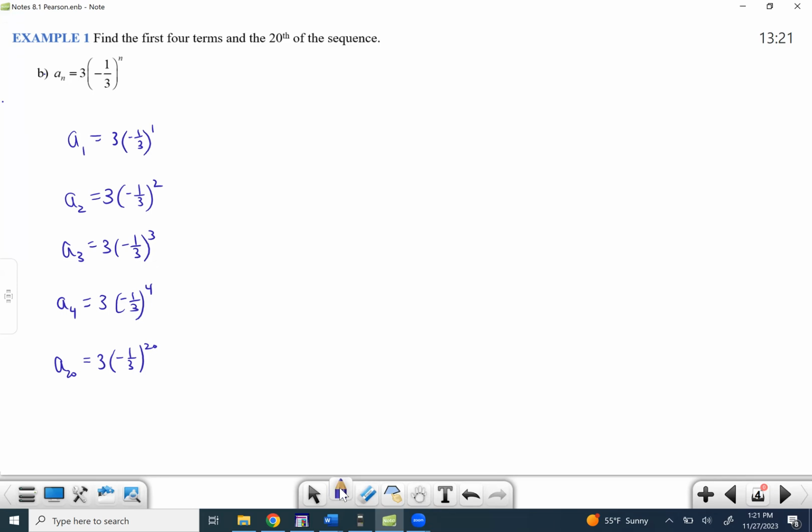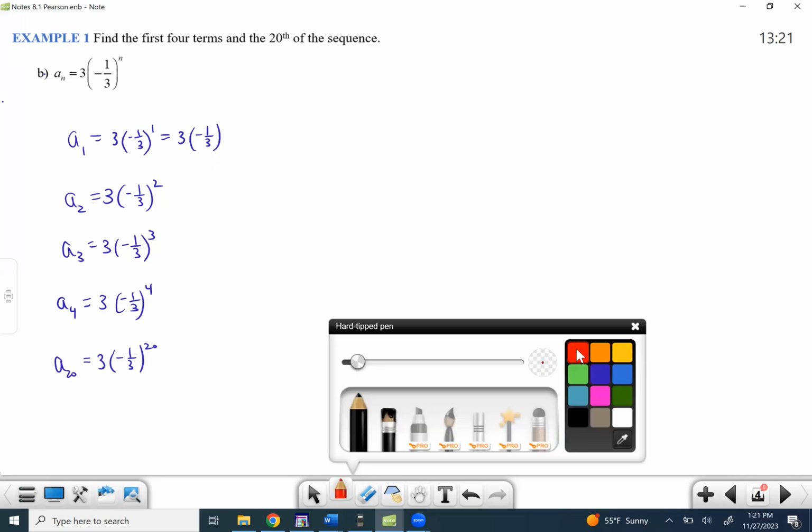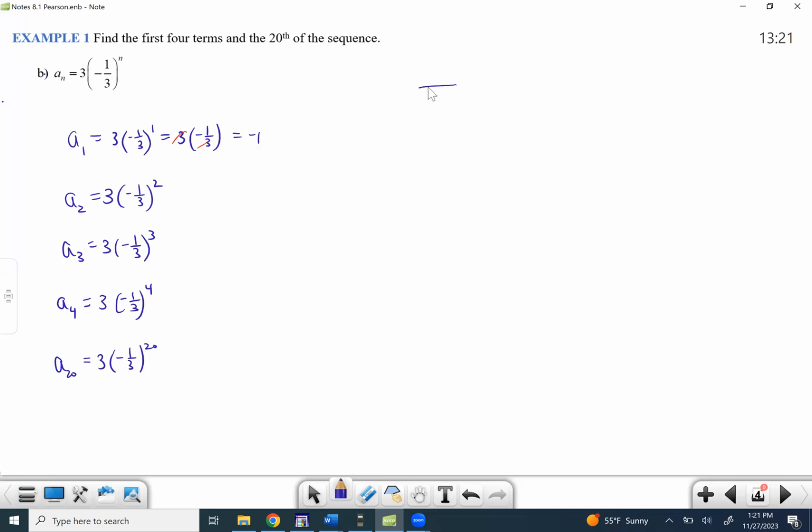All right. So let's see here. We're going to end up getting 3 times -1/3. And you can just think of it as the 3's canceling. So really what's going to be left is -1. So our first term, a sub 1, is -1.